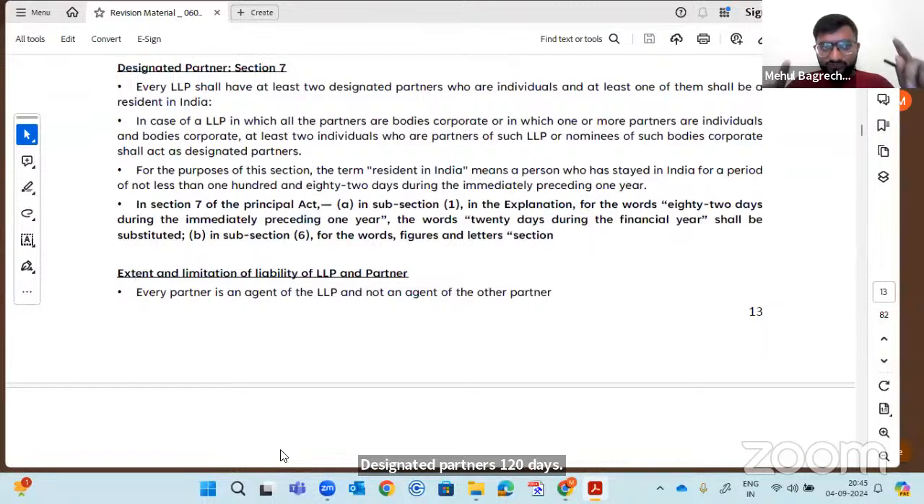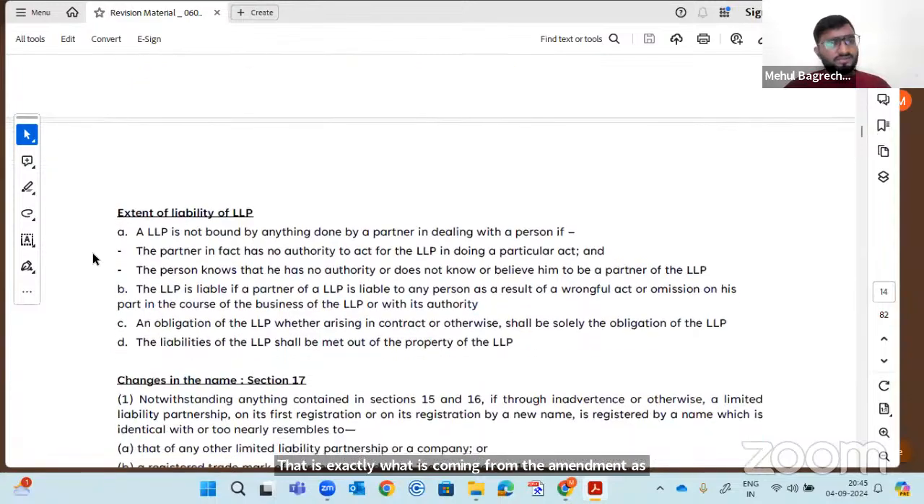Why have I given this whole belpuri? Because in the examination, they will ask questions, and I don't want you to get confused anywhere. Simple. OPC, 120 days. Designated partner, 120 days. Now, no more 182 days. That is exactly what is coming from the amendment as well. Clear, everyone? Now, coming to the liability of the LLP, simple pointers.